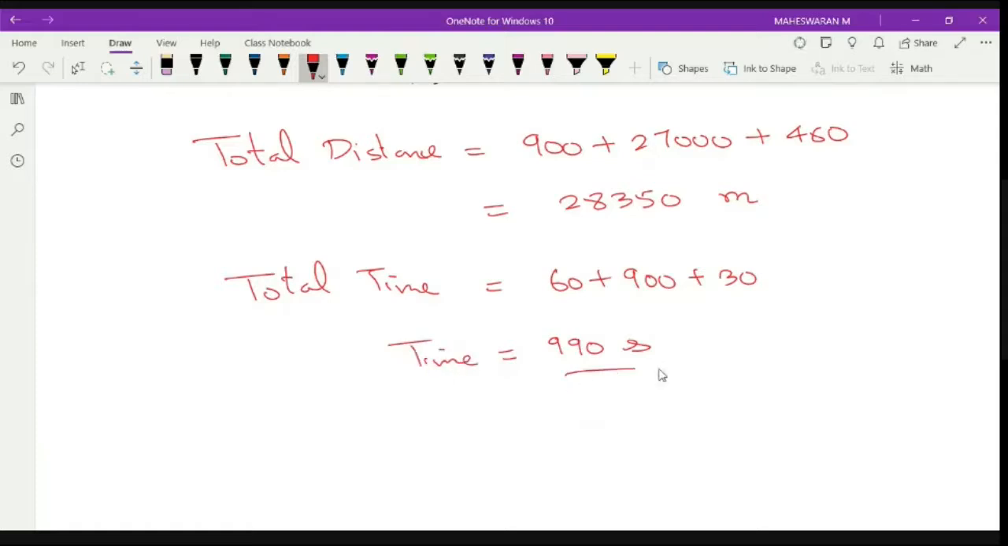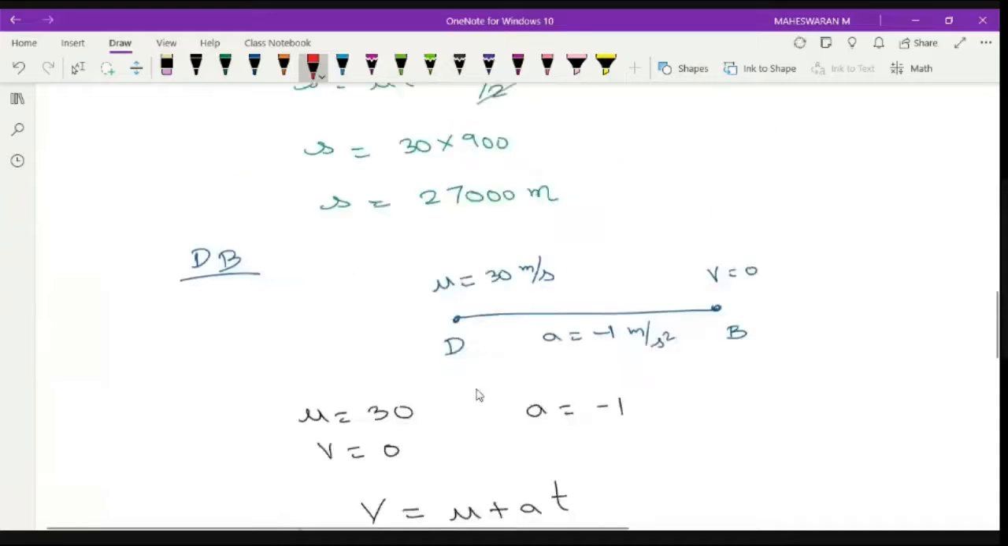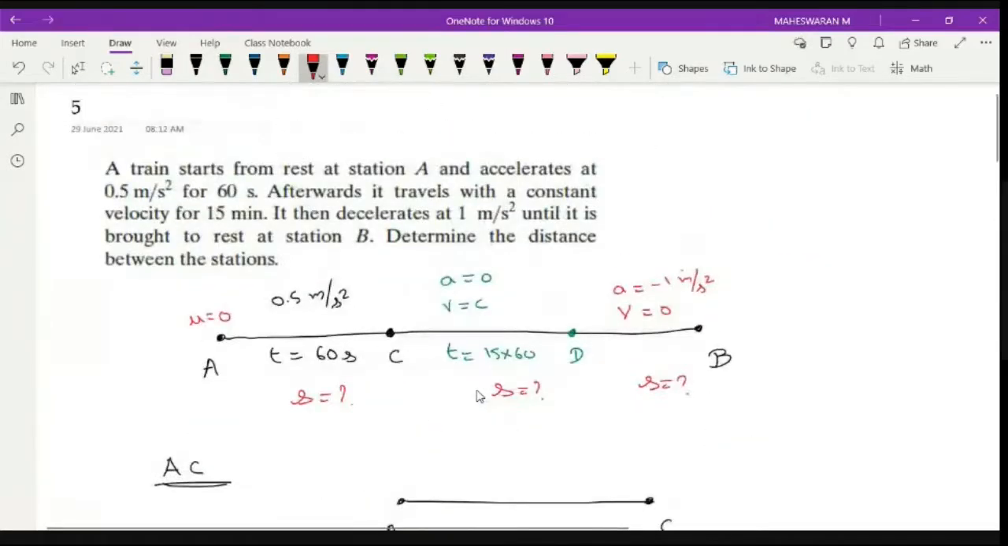So that is the total time. Sometimes some questions may also ask what is the time. So this is another part. Because of the different categories of velocity and acceleration, you have to split the problem accordingly and do it one by one.